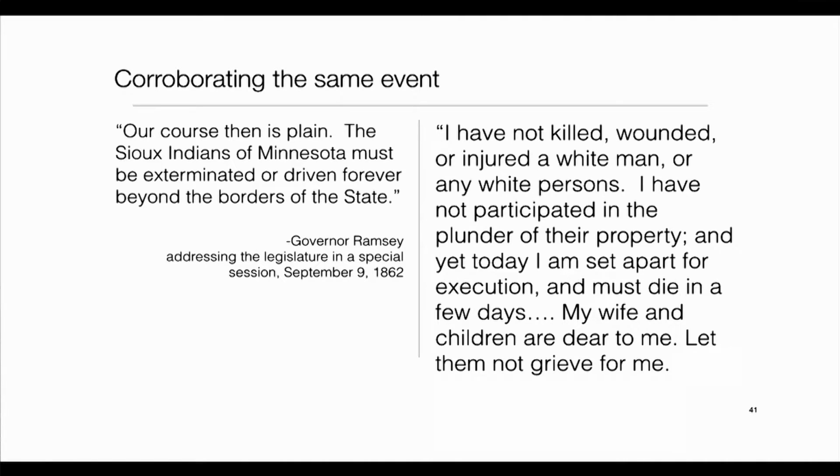And then the one on the right: "I have not killed, wounded, or injured a white man or any white persons. I have not participated in the plunder of their property, and yet today I am set apart for execution, and I must die in a few days."